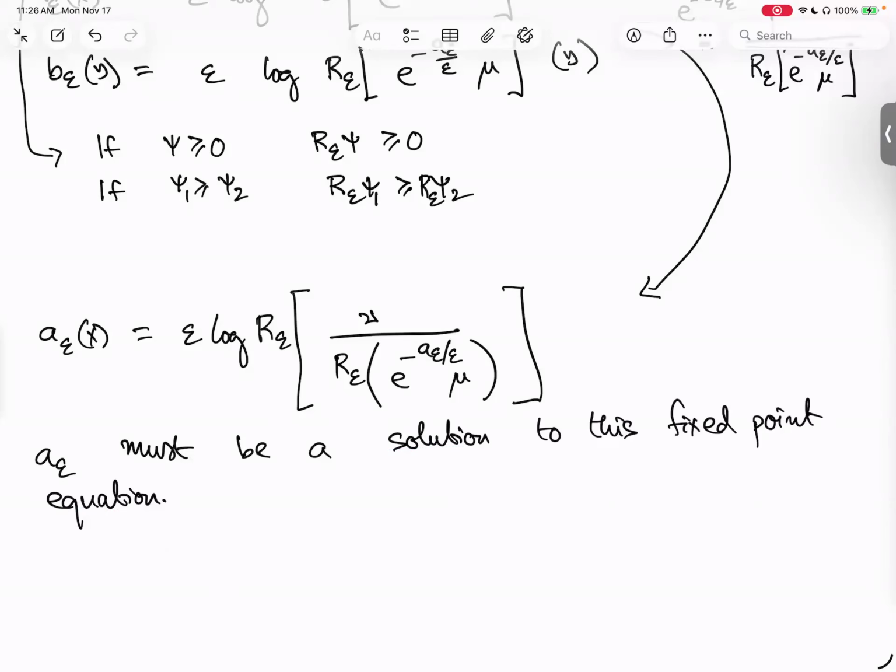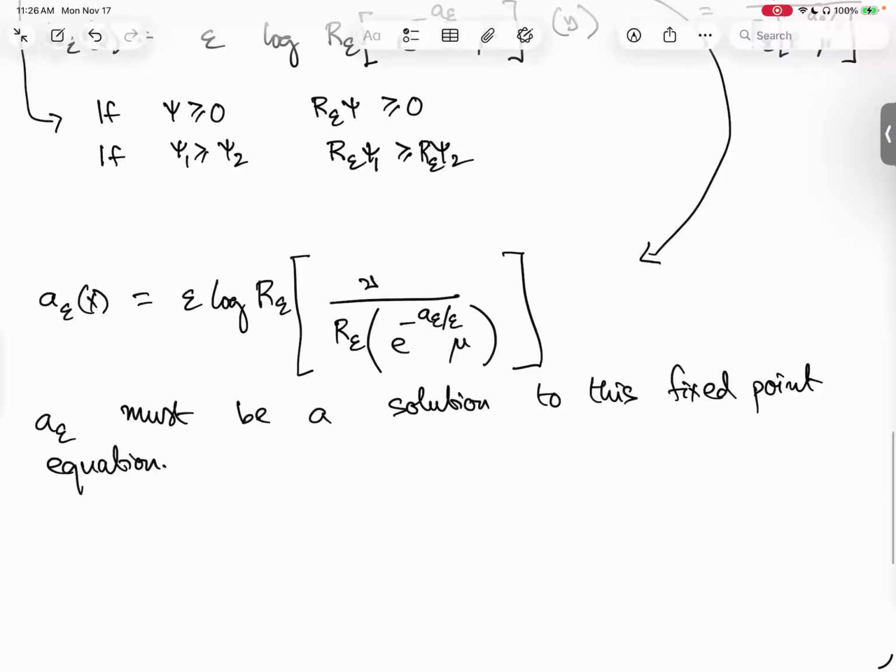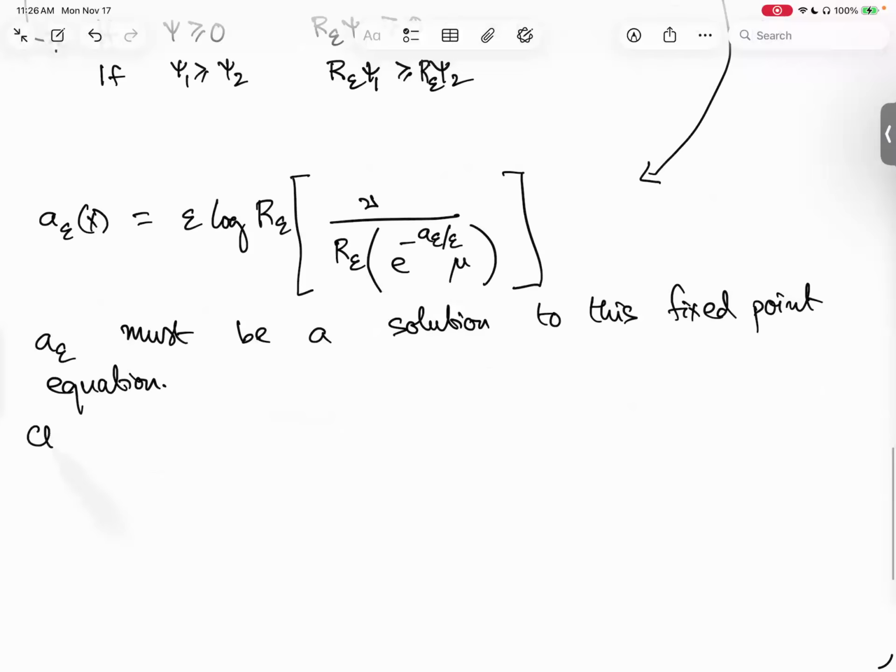I'll do a slight change of notation to conform to exactly what Sinkhorn does. So I'm going to change the potentials, changing the notations.